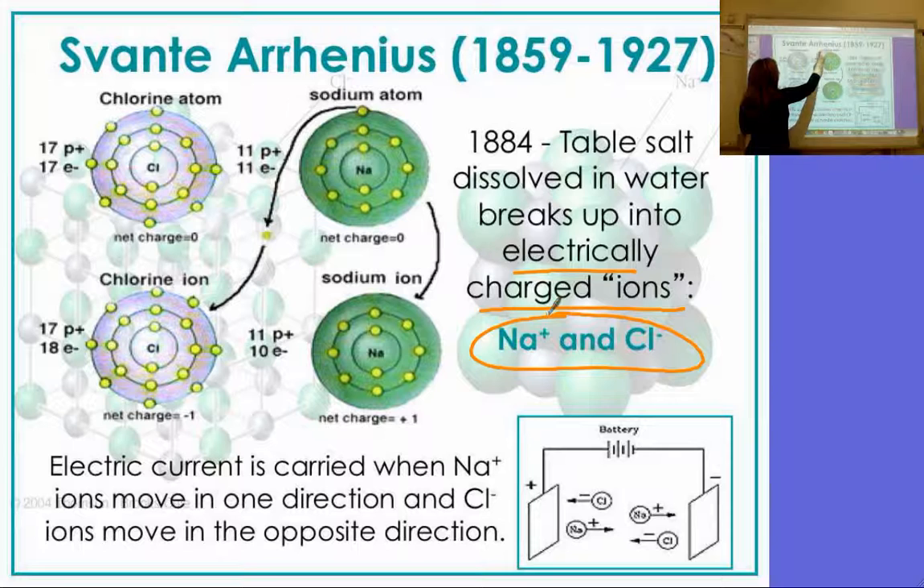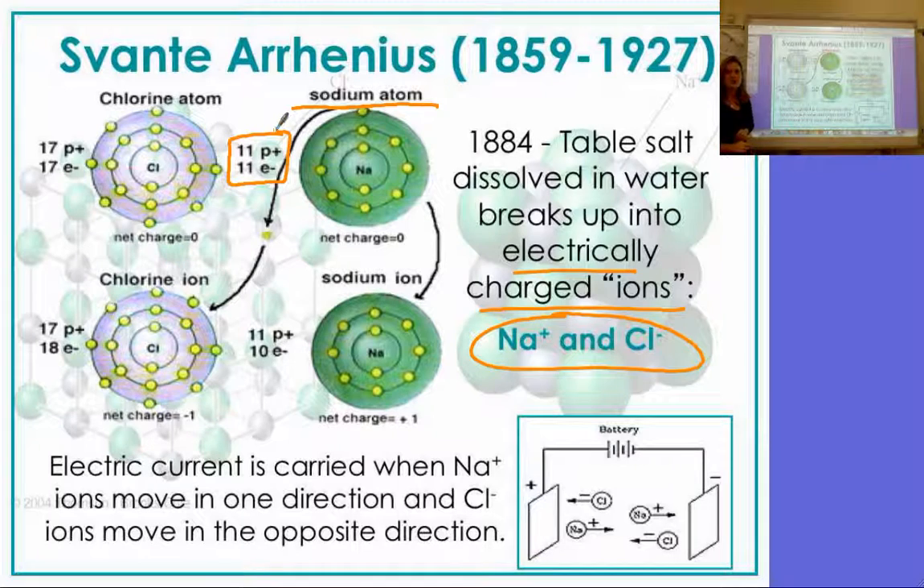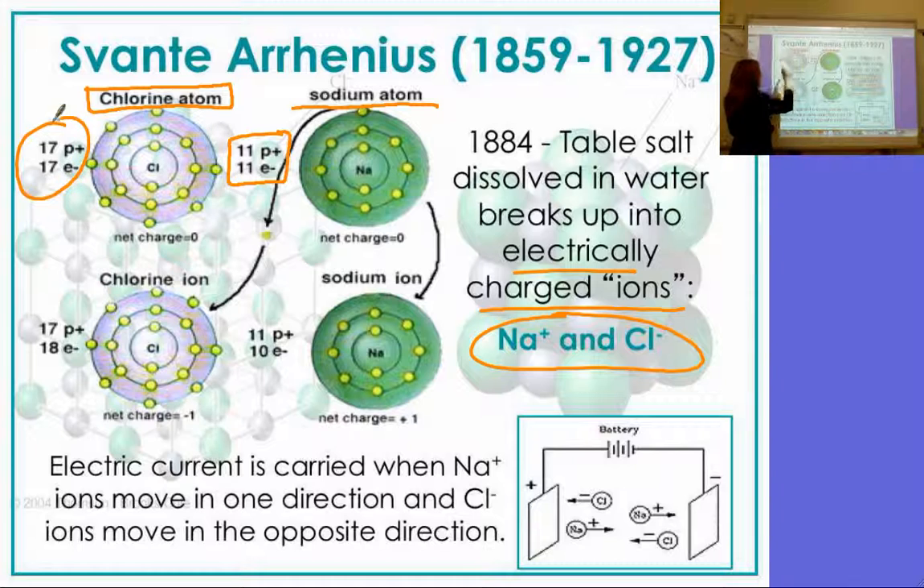Here's my sodium atom. Sodium is number 11 on the periodic table. That means it has 11 protons and 11 electrons. When it's an atom, it's totally neutral. It has 11 positives, 11 negatives, and all is good. But what happens when this sodium comes in contact with this chlorine, who has 17 protons and 17 electrons?